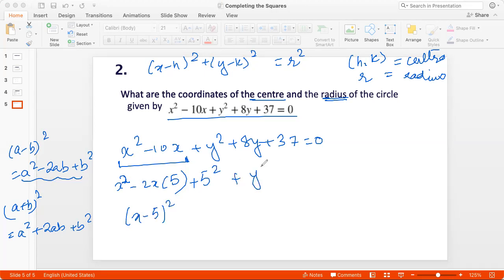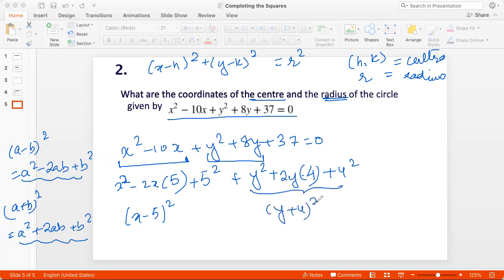Similarly, y squared plus 8y, I'll write as 2y into 4. 2 into 4 is 8. And I'll add the square of 4 using this expanded form. And these three terms will become y plus 4 the whole squared. Plus 37 was already there. I added 5 squared to the left hand side. So I'll add 5 squared to the right hand side and 4 squared also to the right hand side. Because if I add something to one side of the equation, I need to add it to the other side.